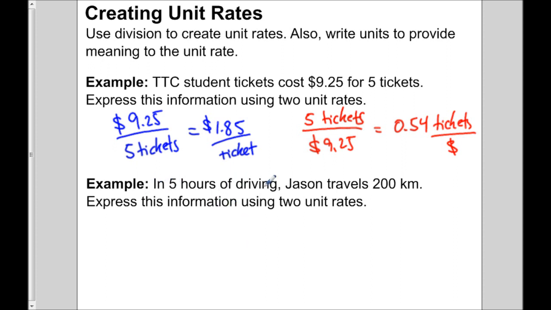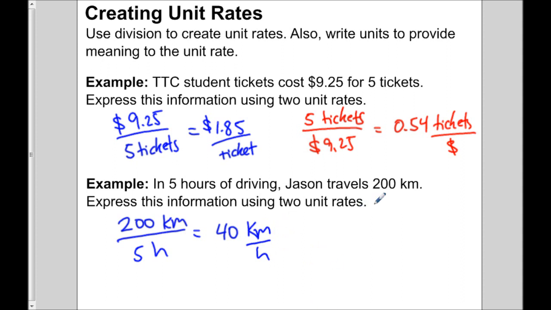In 5 hours of driving, Jason travels 200 kilometers. So we can express this information using 2 unit rates. Again, we're used to kilometers per hour, let's say. So that's the obvious rate here. 200 kilometers for every 5 hours. Well, if we divide 200 by 5, we get 40. And then the units are already displayed here. It's kilometers per hour.